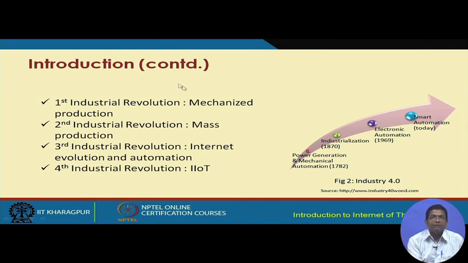If we look at this particular figure, starting from the 1700s, there was power generation and mechanical automation, then came the 1800s industrialization. In the 1900s we had electronic automation, and at present we have smart automation, and this is how Industry 4.0 evolved. In Industry 4.0 we have smart factories and so on in the industrial sector.